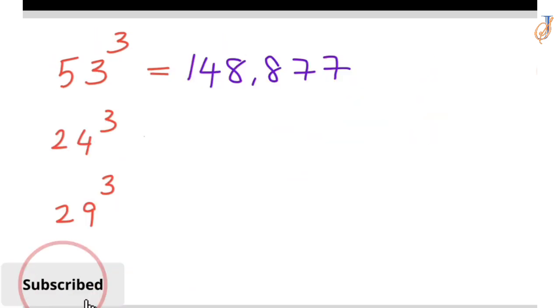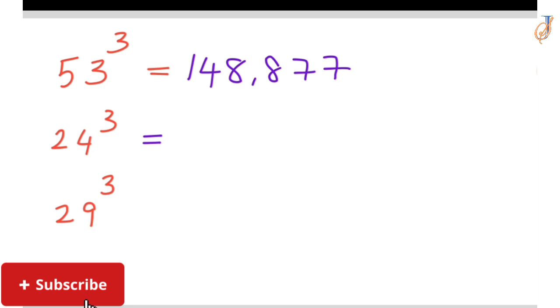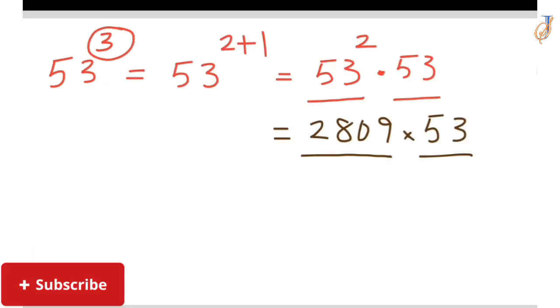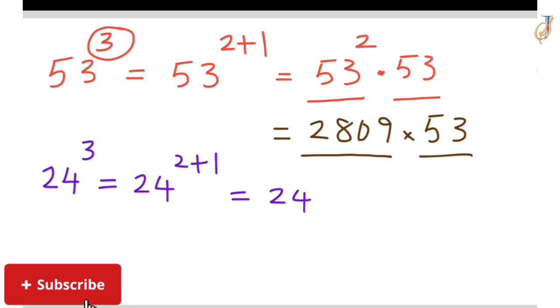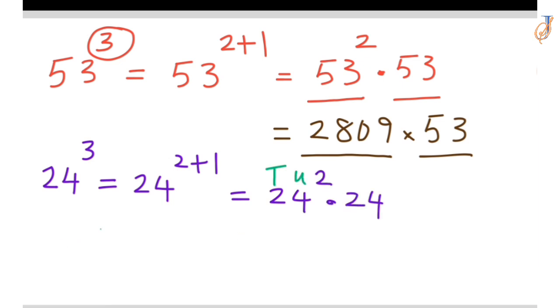Now we are going to find the value of 24 whole power 3. Here also we are going to use the same trick. So 24 whole power 3 we can split into 24 whole power 2 times 24. So first square the tens digit and then square the units digit and multiply all the numbers. 2 times 4 is 8, 8 times 2 is 16. So after adding you will get 576.